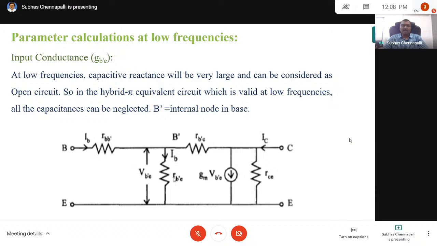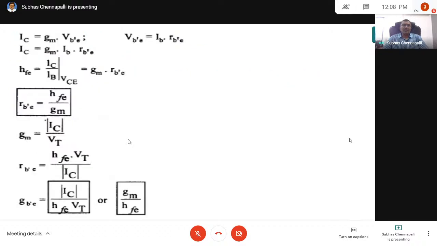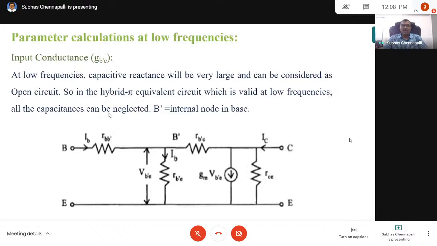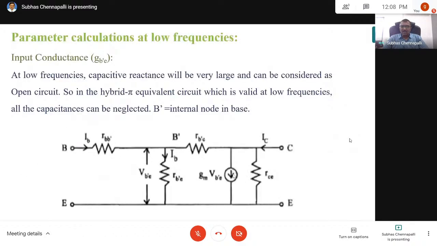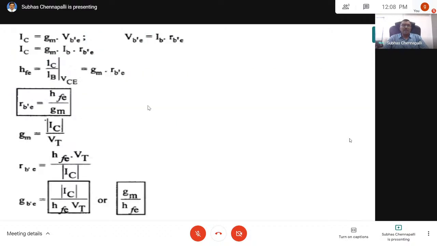This is IB. This is IC. IC is GM times this GM times V dash U, and it is a very high value. So imagine that no current flows here, so that current flows. Then IC, GM, B dash E is IB RU.